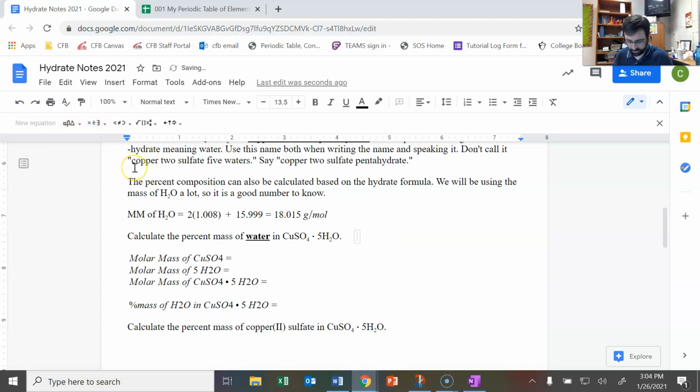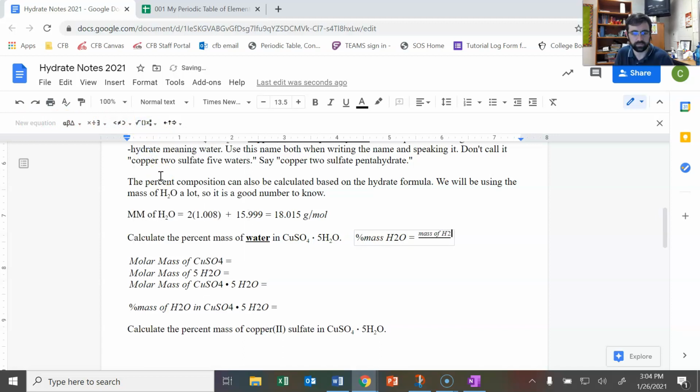Okay, percent mass of water, in this case that's what we're looking for. Percent mass of water equals, and we're going to make a fraction here: mass of H2O, and you do have to take into account that 5, so it's 5 H2O molecules, divided by the mass of the hydrate, which is the whole thing, copper sulfate pentahydrate. And then we're going to multiply by 100 to get the percent. That's how we're going to find it.